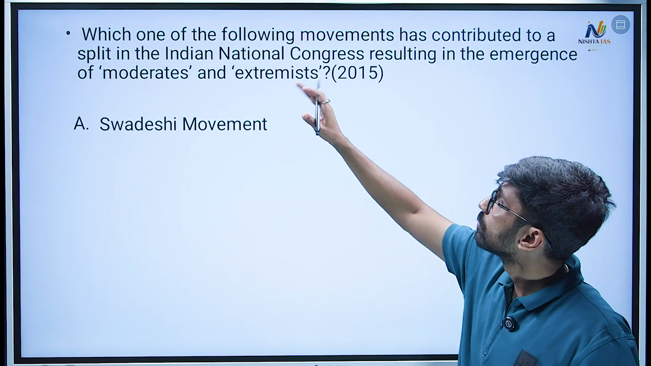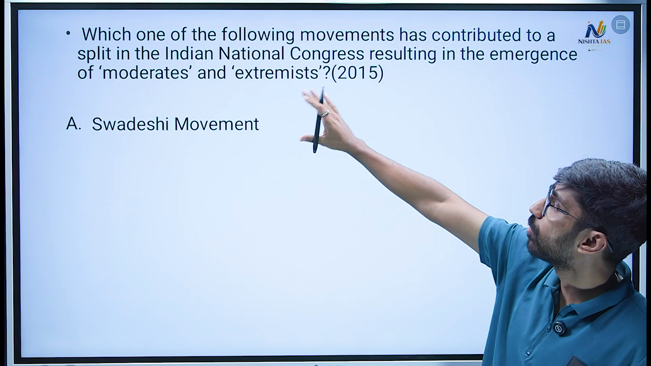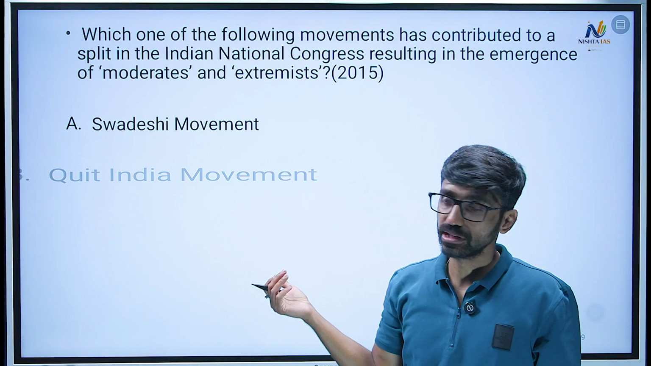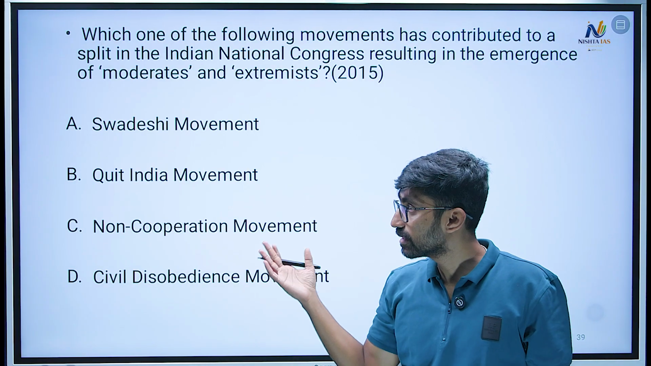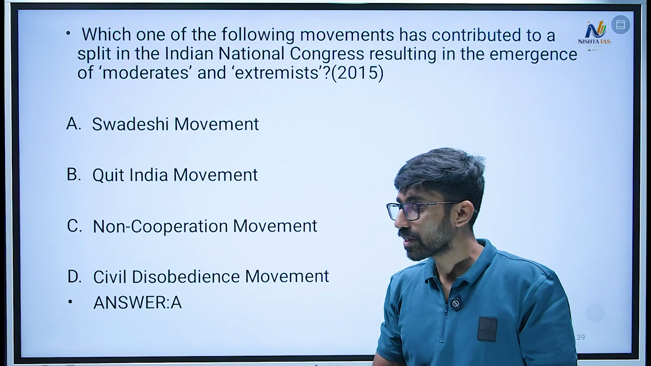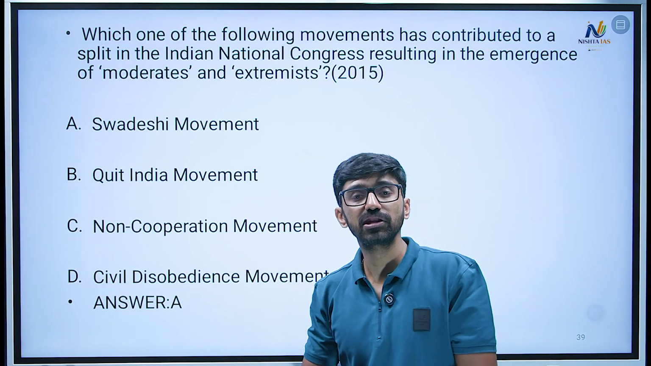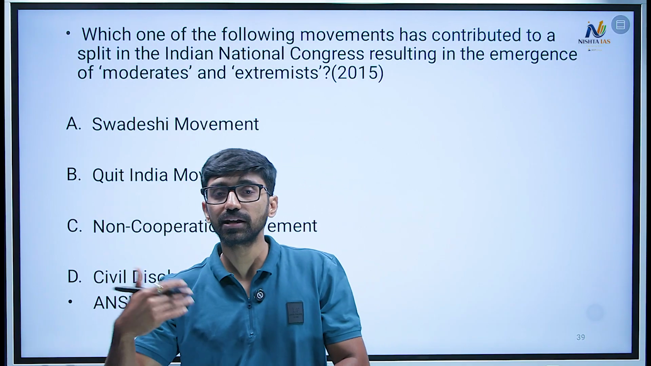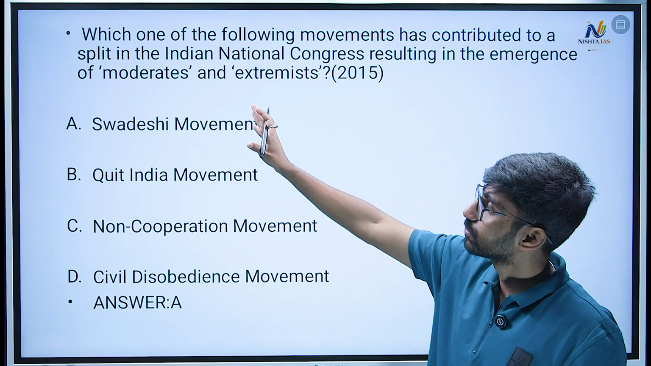Then 2015: which one of the following movements has contributed to the split in the Indian National Congress, resulting in the emergence of moderates and extremists? The Swadeshi movement, Quit India movement, non-cooperation movement, or civil disobedience movement? The answer is the Swadeshi movement, because that is where the differences between moderates and extremists came to the forefront, especially in the Surat session, that ultimately led to the split. That is the Surat split in 1907 we can talk about. That is, the Swadeshi movement led to moderates and extremists.